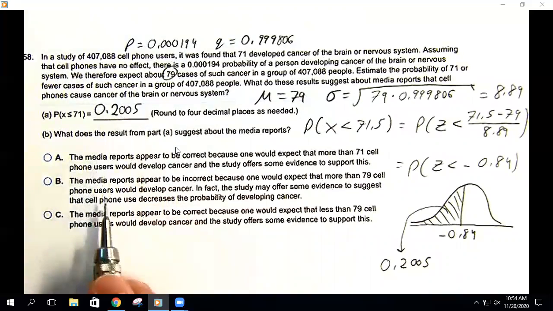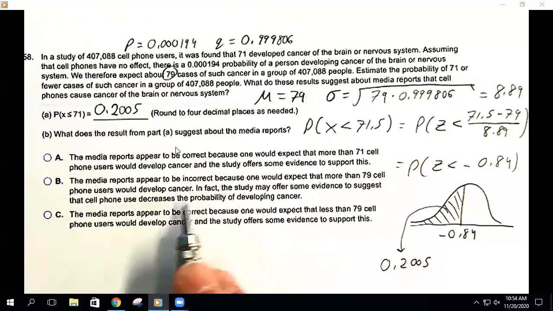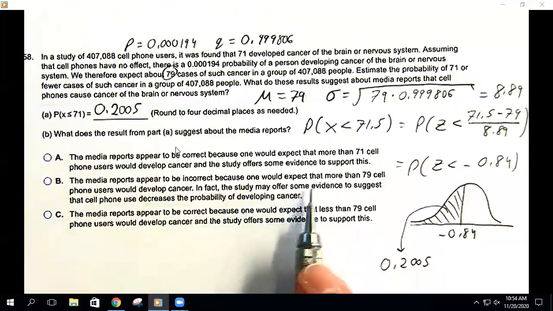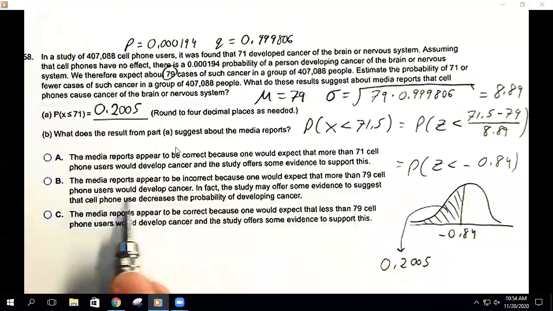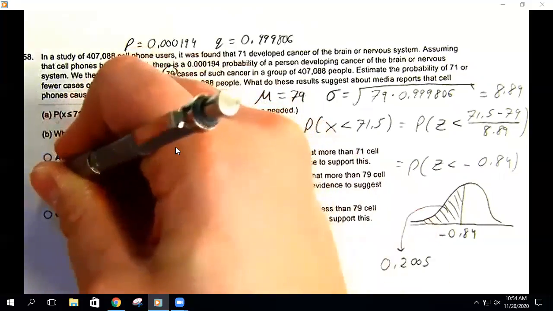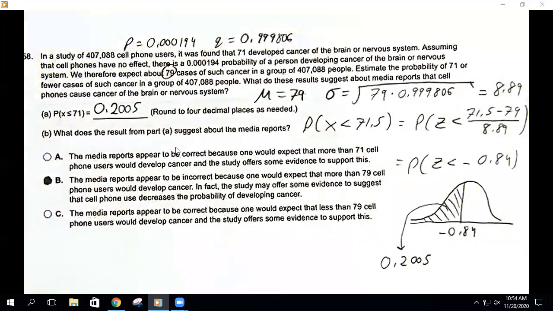What do the results from part A suggest about the media reports? Well, there's only a 20% chance that you would get more than that number of cancers. So B, the media reports appear to be incorrect.